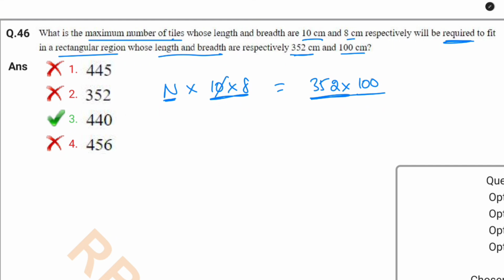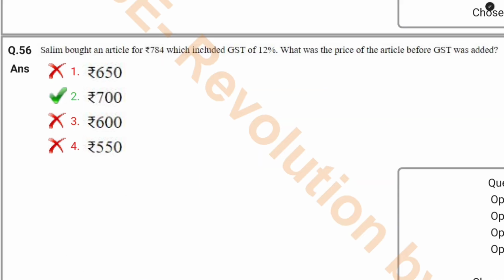So here 0, 0 cancelled. 8 table 4 times 32. Balance 32. So again 4 times. So number of tiles will be 44 into 10, 440.